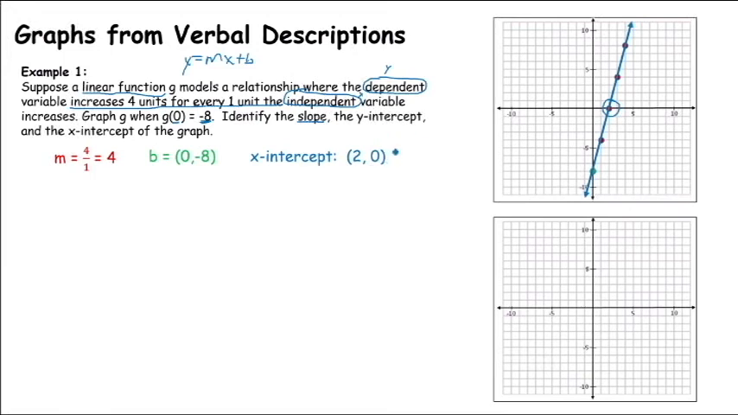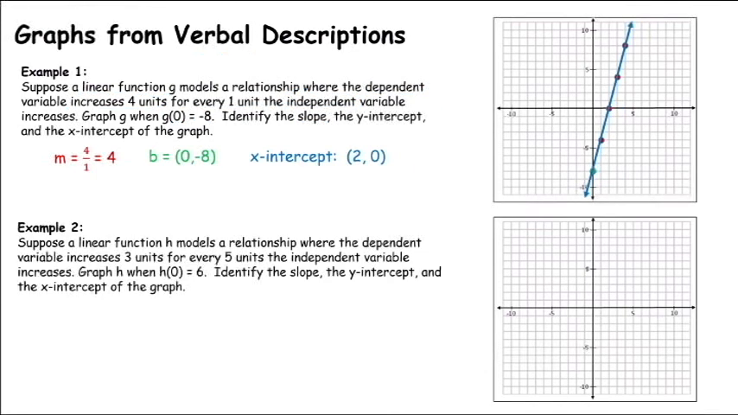Now notice the question did not ask you to give the slope-intercept equation, but we can do that as well if we want to. y equals, there's your slope, 4x, there's your y-intercept, -8. So I cleared that stuff out for you.